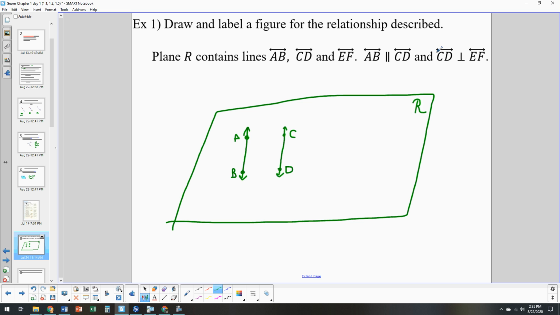And now they also tell me that CD is perpendicular to EF. Right? So this symbol meant parallel. This symbol means perpendicular. So I know that it's going to intersect line CD at a right angle. So the symbol for a right angle is a box. I'm going to make sure I put the points E and F on this.